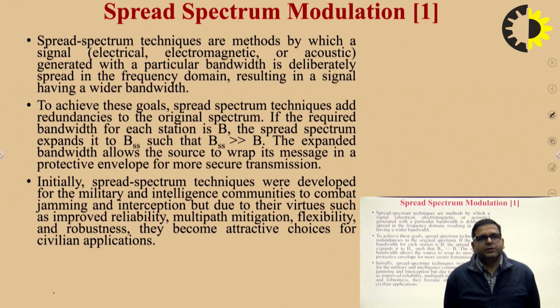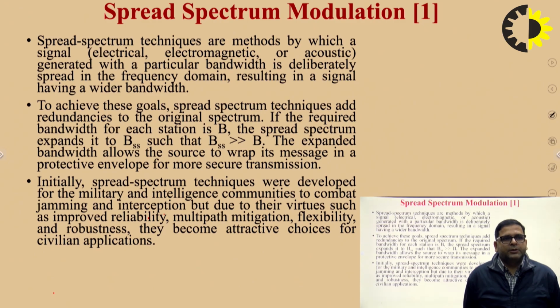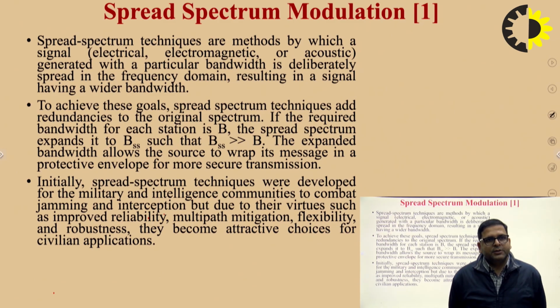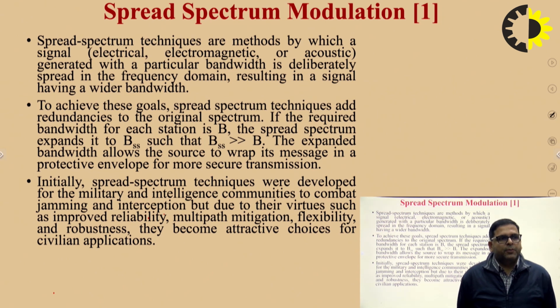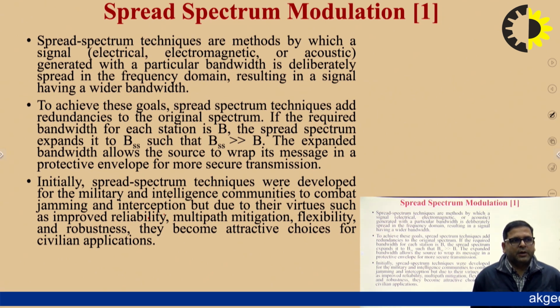To obtain this goal, spread spectrum modulation techniques basically add some redundancy to the original spectrum. For example, if the required bandwidth for each station or each source is B, the spread spectrum modulation technique expands this bandwidth to BSS, and this bandwidth BSS is far greater than the required minimum bandwidth B. The expanded bandwidth allows the source to wrap its message in a protective envelope for more secure transmission.